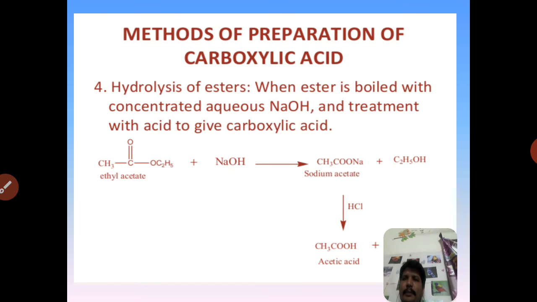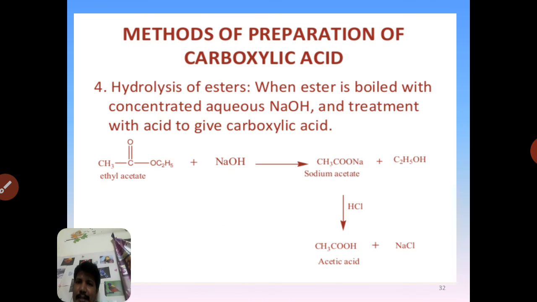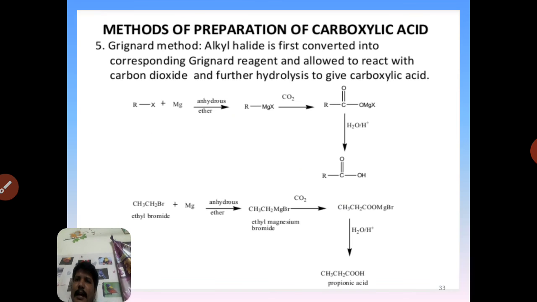In the next method, that is the hydrolysis of the ester. A very simple method for the hydrolysis of the ester. When the ester is boiled with concentrated aqueous NaOH and then treated with acid, it gives the carboxylic acid. In this, the ester bond gets broken. First of all, there is a formation of a salt. This salt further undergoes acid hydrolysis to give the carboxylic acid. This is another good and simple method for preparation of the carboxylic acid.